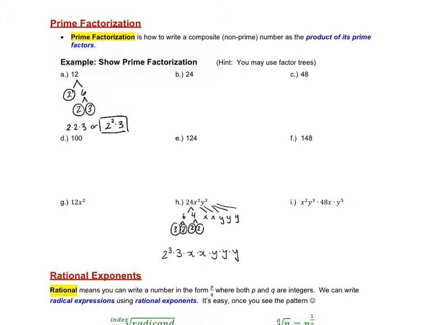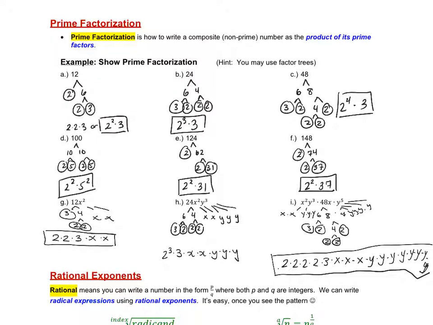I'm going to fill in the rest of these, so feel free to do so as well. I'm just going to pause it in case you want to try it on your own and hit play when you're ready to see the answers. So here are the answers to all of my factor trees. I kept the exponents expanded on the algebraic problems, the variables.